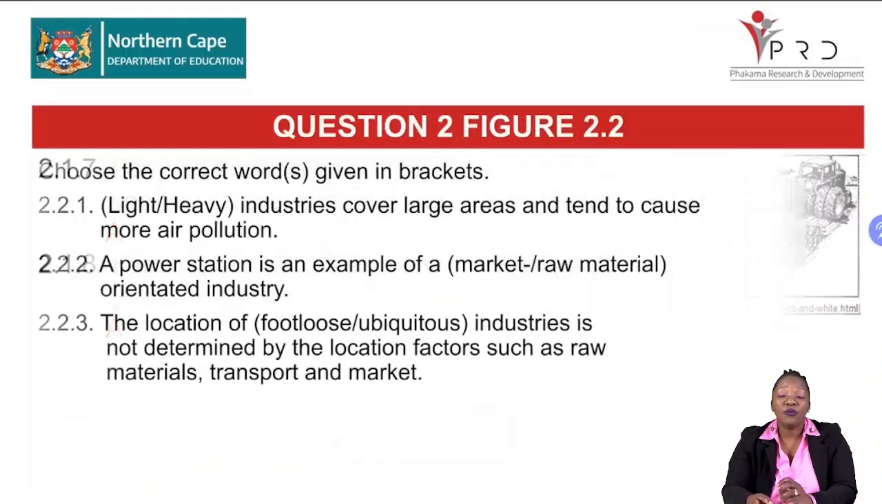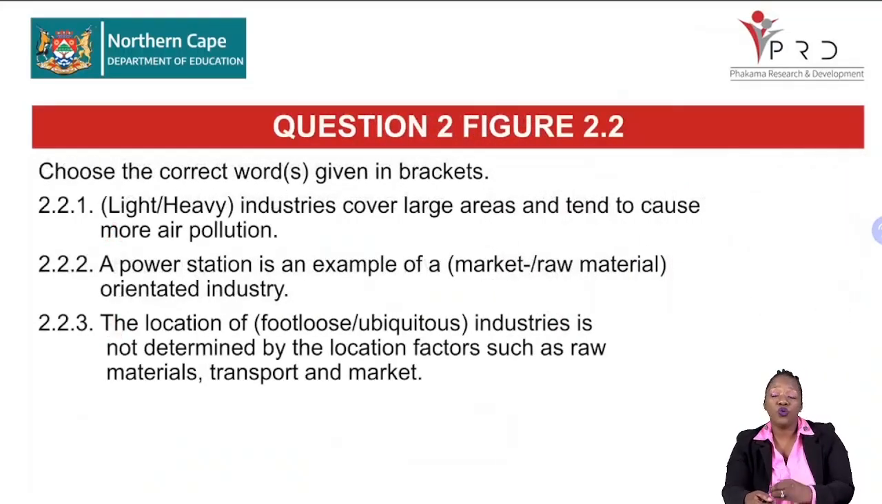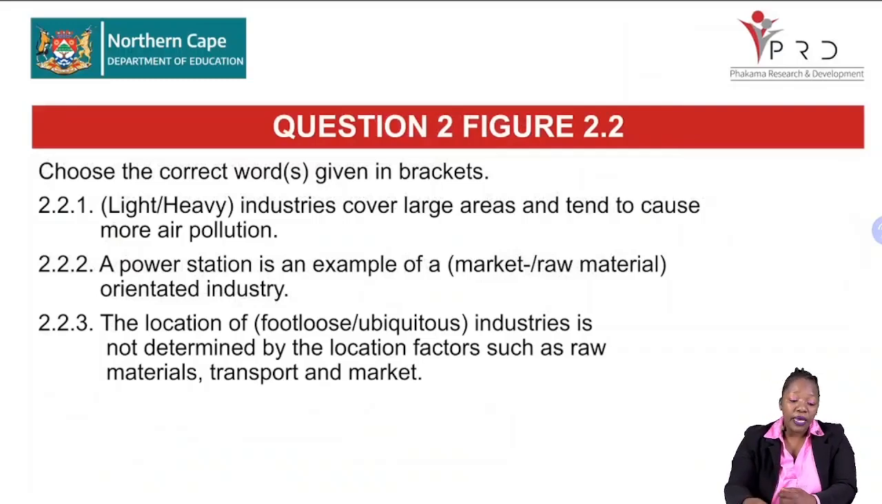Then after that, we're moving to figure 2.2. Remember, your figure 2.2 is another short objective question. As I've said, you can get them in multiple choice, or you choose between the brackets, or your column A and column B. In your figure 2.2, it says choose the correct word given in brackets. So here, the questions are based on the types of industries. You will remember that we have 7 types of industries.